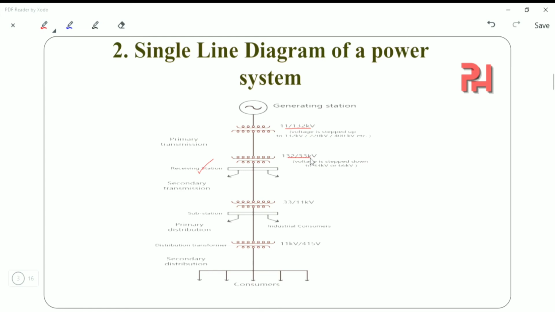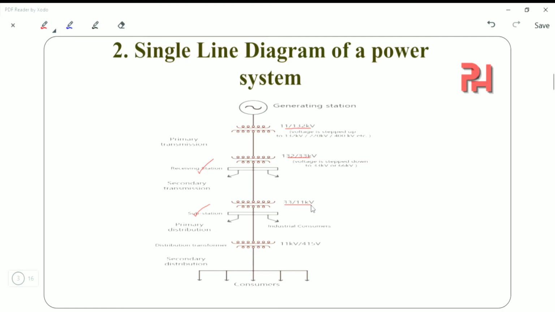And this happens by three-phase, three-wire overhead systems. Now this forms the secondary transmission system. Then comes the primary distribution. The secondary transmission line terminates at the substation, that is over here. At the substation, the voltage is again reduced from 33 kilovolt to 11 kilovolt, as shown over here. Now this forms the primary distribution system.